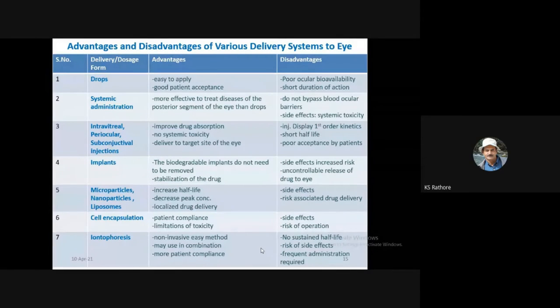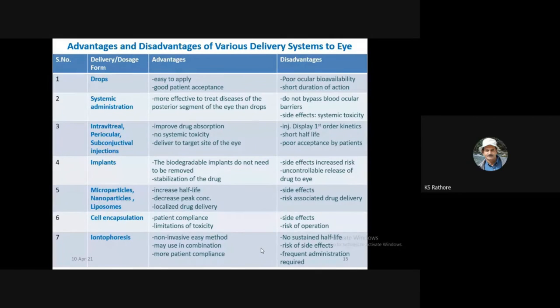Another are particles like microparticles, nanoparticles, liposomes. They increase half-life, decrease peak concentration and give localized drug delivery. So these are advantages, but side effects associated are also there. Burst effect is also possible here. And risk associated with drug delivery, sometimes some complications are caused because of this. Cell encapsulation gives patient compliance and limited toxicity, but side effects are again the site of operation, risk of operation in cell encapsulation. If we want to encapsulate drug inside, you have to operate or a small incision is required. So this is also a painful procedure.